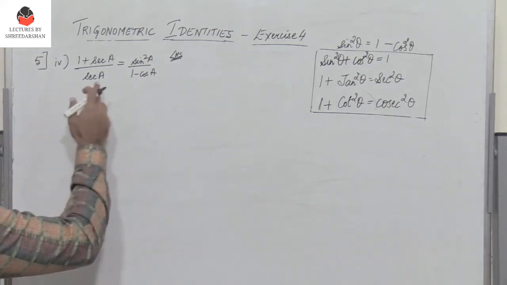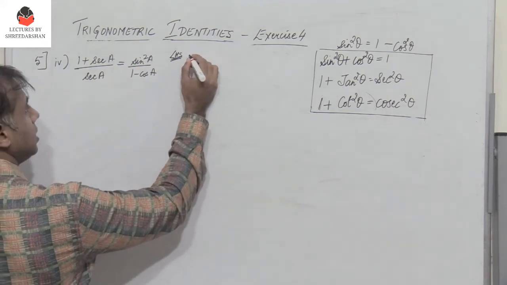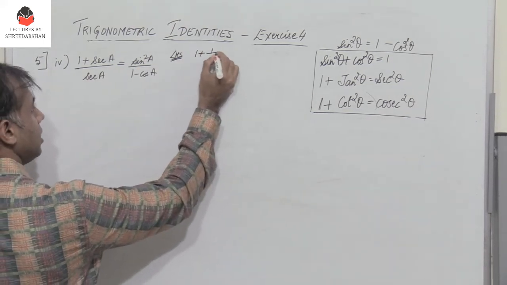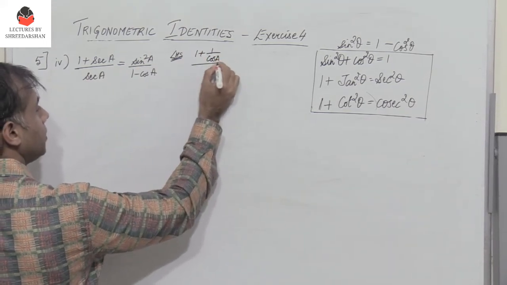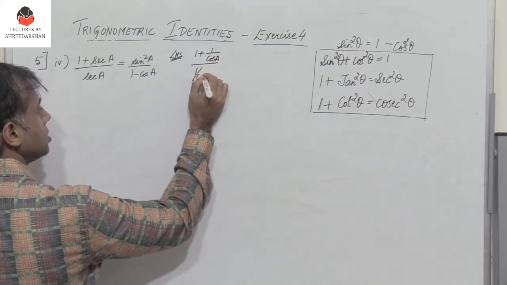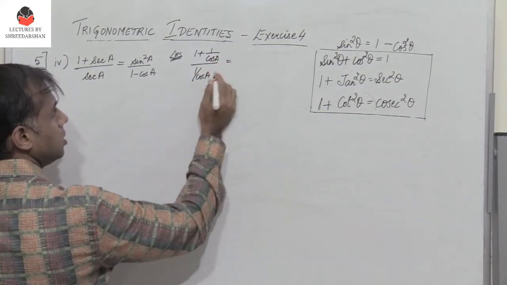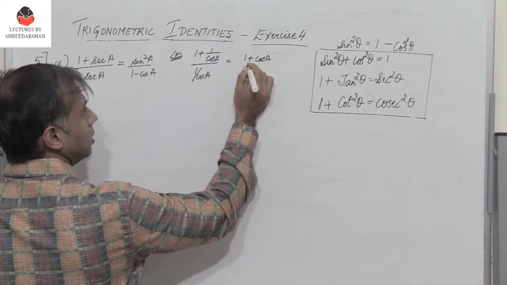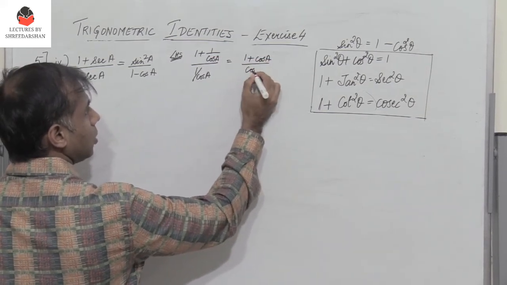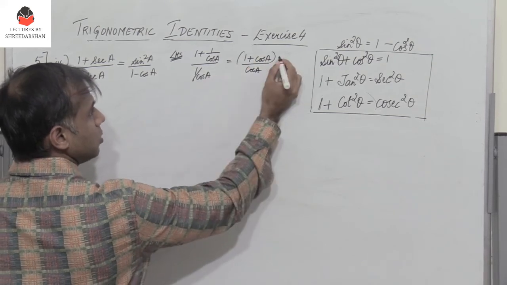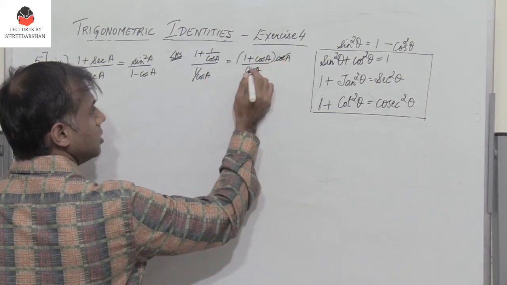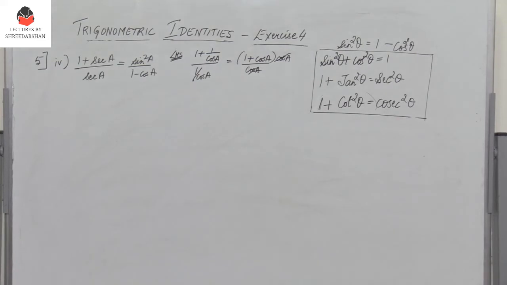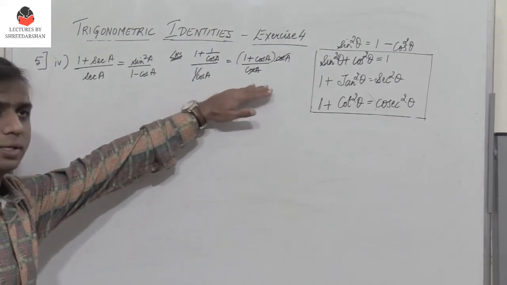So I have 1 plus secant A. Again, I write secant A as 1 by cos A, divided by 1 by cos A. So if I take the LCM here, I get 1 plus cos A divided by cos A, into this cos A goes to the numerator, isn't it? So now the answer is 1 plus cos A. So LHS is 1 plus cos A.